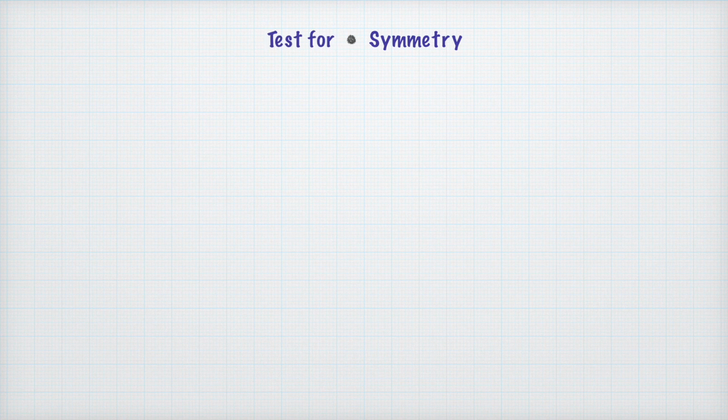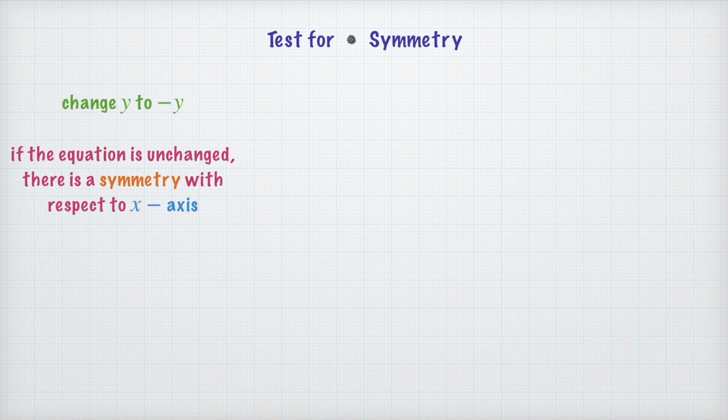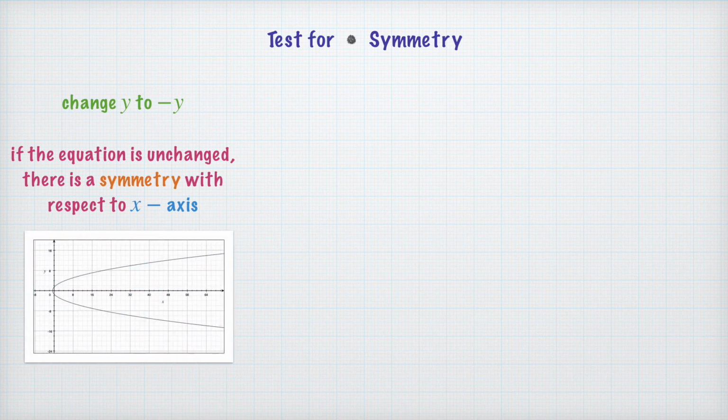Now, let us discuss how to test for symmetry for the given function. The first test is to change y to negative y. If the equation is unchanged, then there is a symmetry with respect to the x-axis. And if there is a symmetry with respect to the x-axis, the graph of the function will look like this. Whatever you see above the x-axis is mirrored below the x-axis.